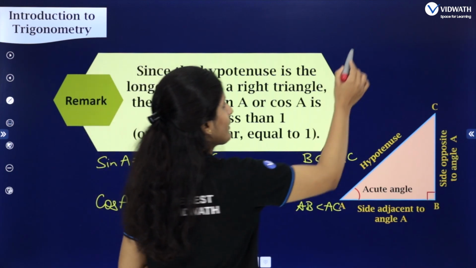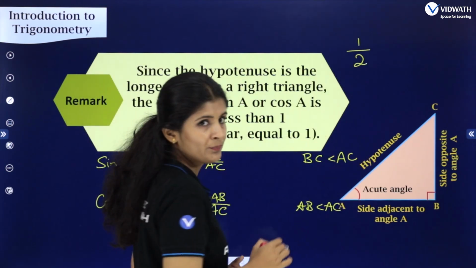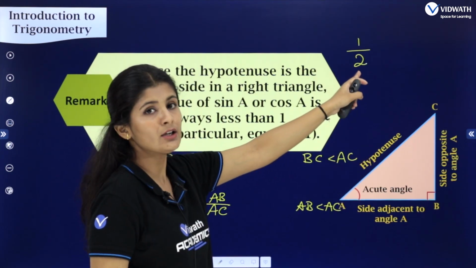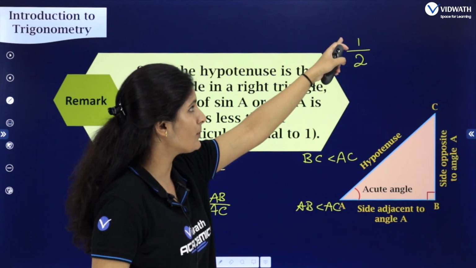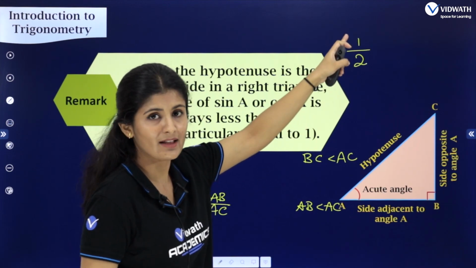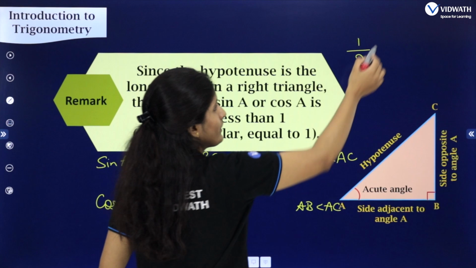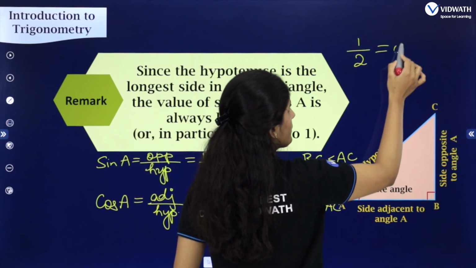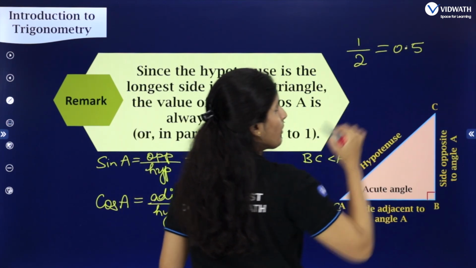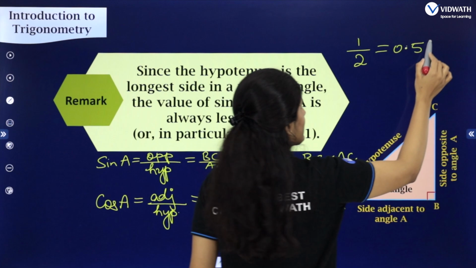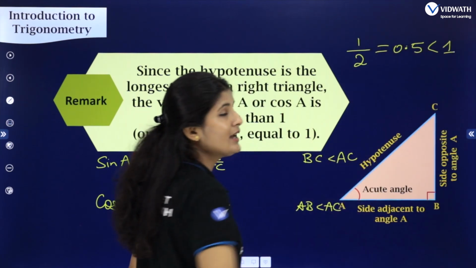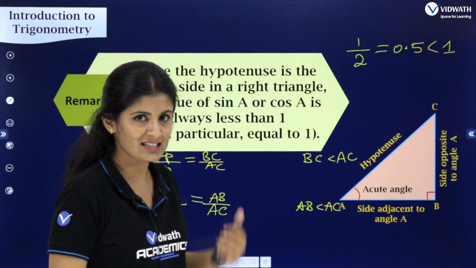For example, if you consider the ratio 1 by 2, here the denominator is greater than the numerator, that is 2 is obviously greater than 1. Then the value of this ratio, which we know is equal to 0.5, is clearly less than 1. I hope this is clear.